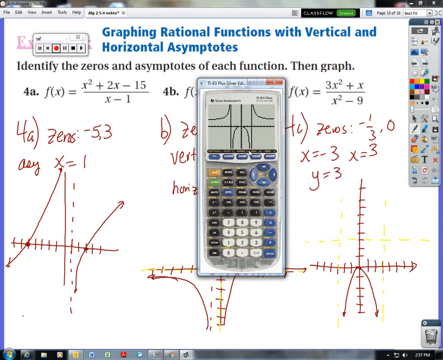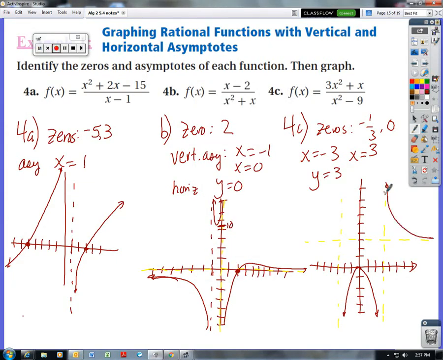Notice my vertical asymptotes on my calculator look like solid lines. They are really not. They're really dashed. It's just the limitation of the calculator. The 84s probably don't have those lines in there for the asymptotes. Okay, good, we did it. Let's move on.